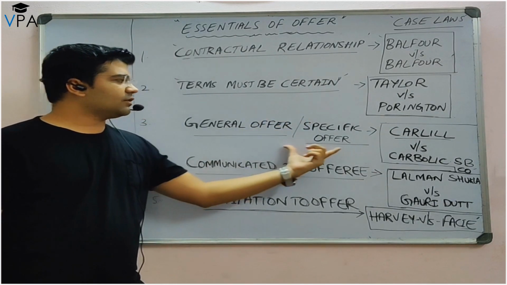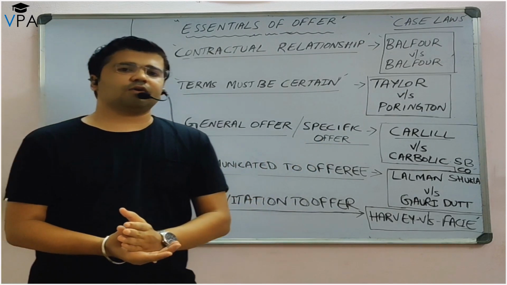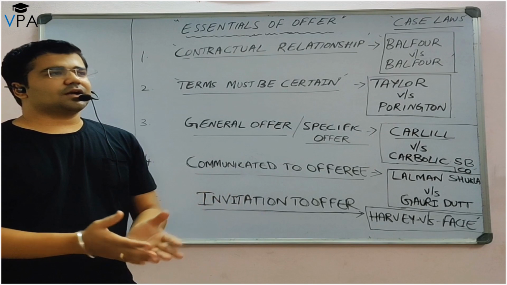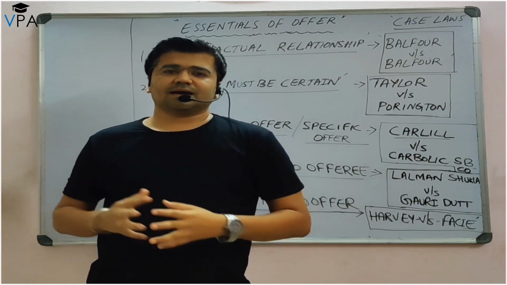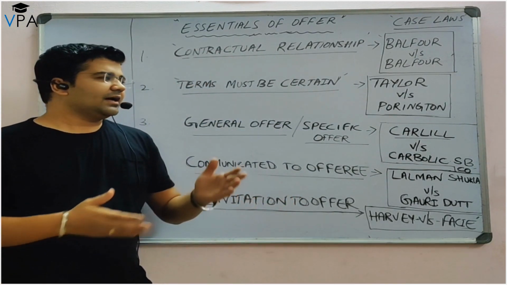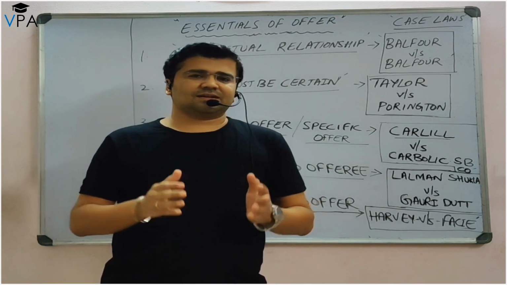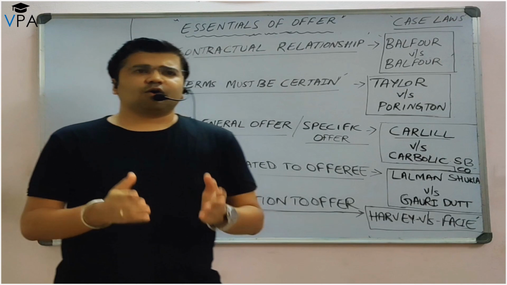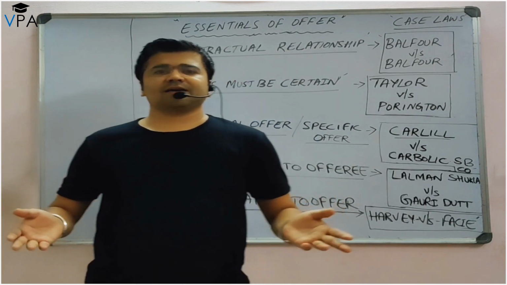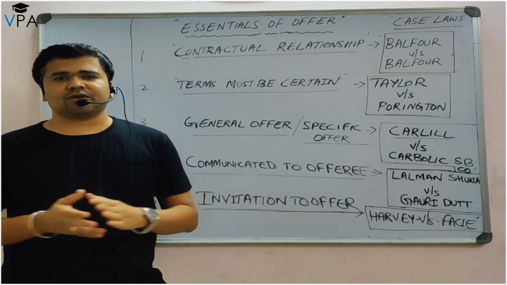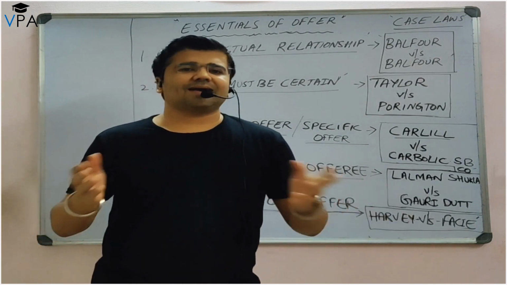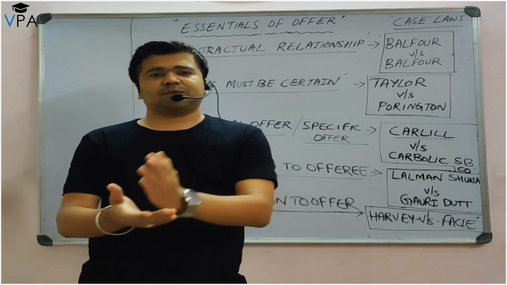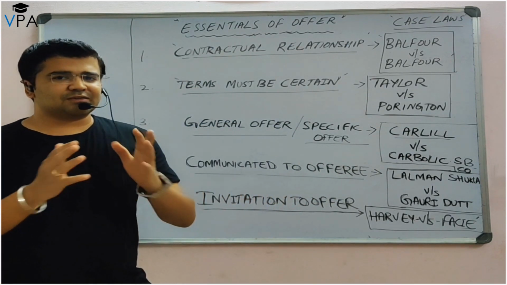Third, general offer or specific offer. An offer can be of two types, that is general offer or specific type. That is, general offer is given to public at large, but in specific offer it is given to specific person or specific group of persons. Say with an example, an offer is given in the form of advertisement. So that is general offer. It can be accepted by any party. Say an offer is given by A to B for some specific performance. So it is specific offer.